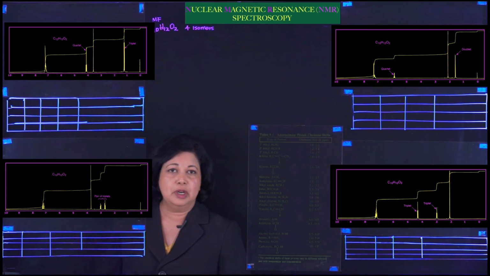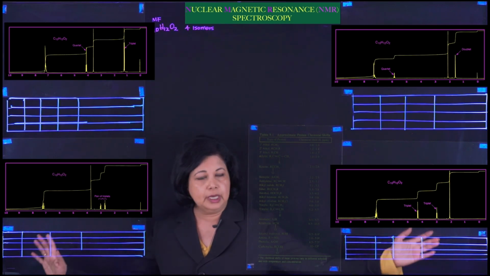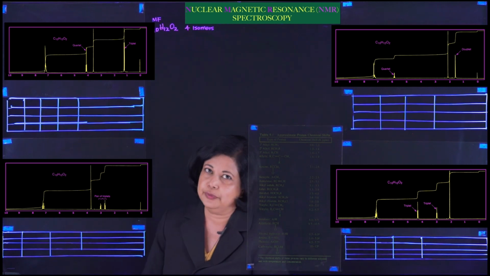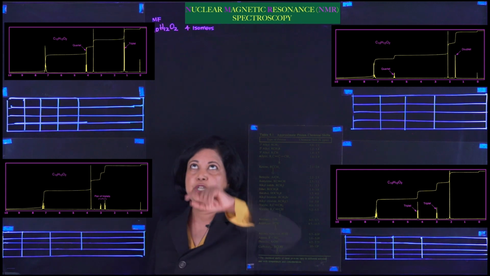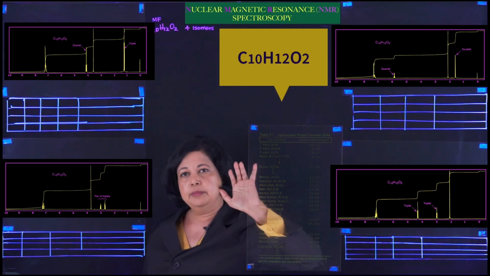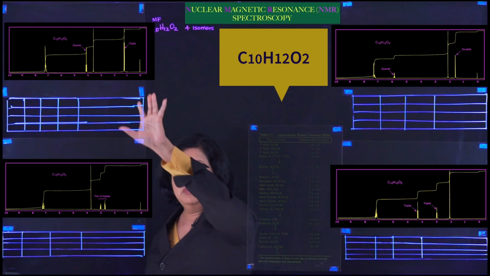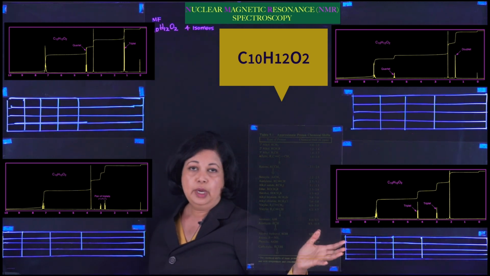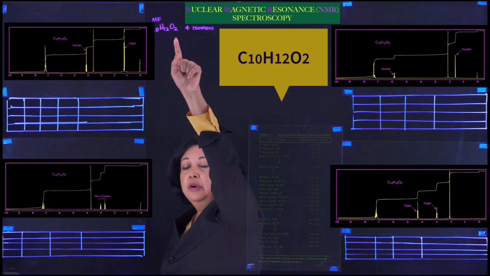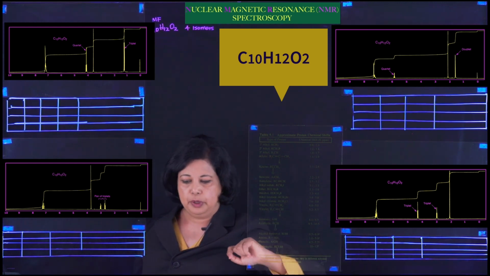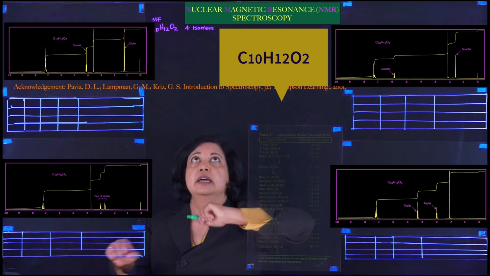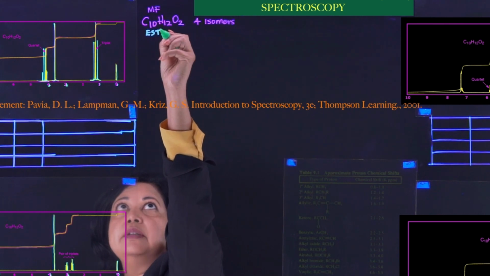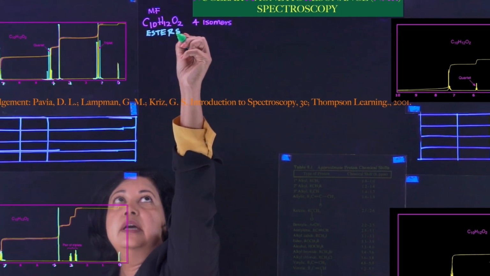Welcome everybody to NMR Spectroscopy. We are going to work out a whole bunch of problems, as you can see. Why do I have 4 of them out here? Because they all share the same molecular formula. That means you have different structures for the same molecular formula, which is pretty much the definition of isomers. So we have 4 isomers with this molecular formula, and the problem says that they are esters. So we have that much information to start with.